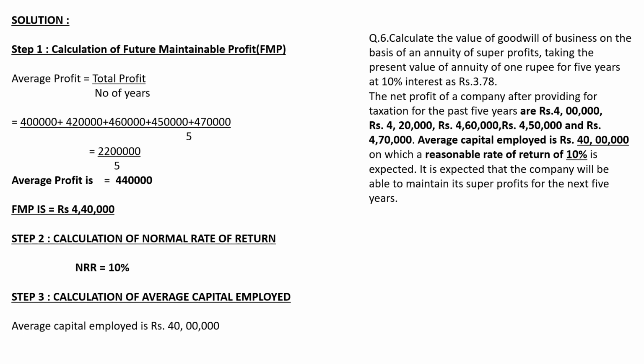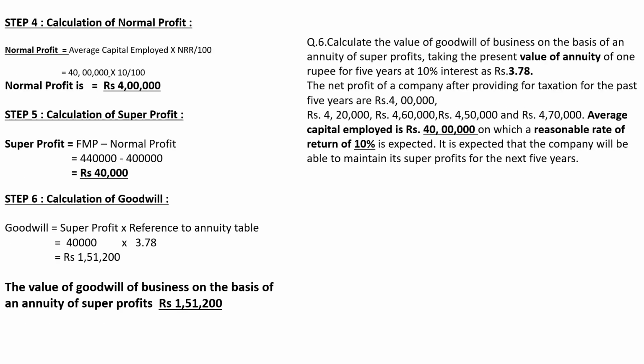Then let's see step number 4. Just recollect what step number 4 is. It is calculation of normal profit. Step number 5, calculation of super profit. Step number 6, calculation of goodwill. So what is the formula of normal profit? That is your step number 3 into step number 2 divided by 100. So average capital employed into NRR divided by 100. So 40 lakhs into 10 divided by 100. You can calculate on your calculators and you will get the answer 4 lakhs. So normal profit is equal to 4 lakh.